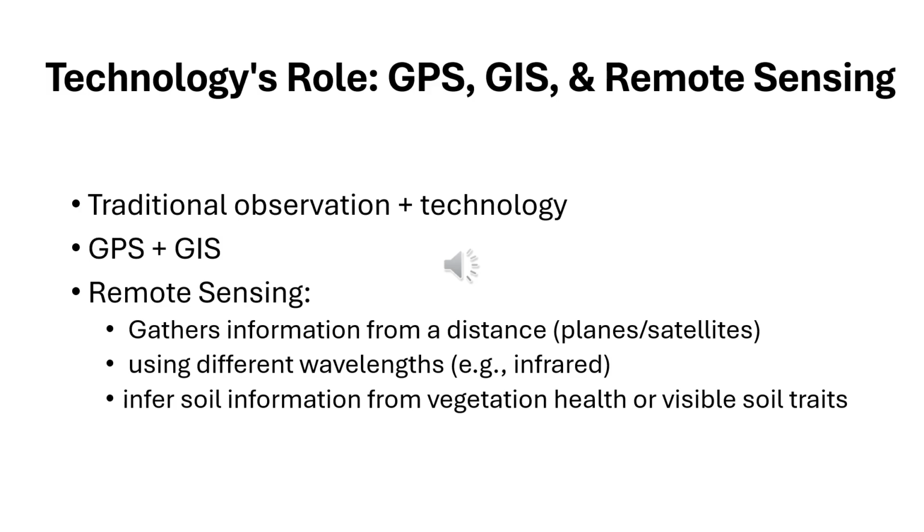Now, remote sensing plays a crucial role. This involves gathering information about a site from a distance using sensors on planes or satellites and now even drones. While standard aerial photographs use visible light, other sensors can detect different wavelengths like infrared. This allows us to infer information about the soil from things like vegetation patterns or health, or even directly observe certain soil traits from above. So modern soil surveys are a powerful blend of classic fieldwork and cutting-edge technology.